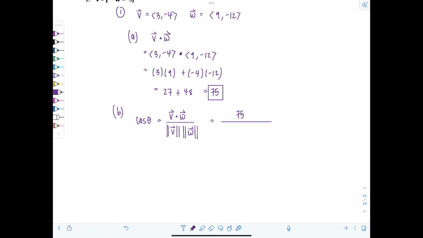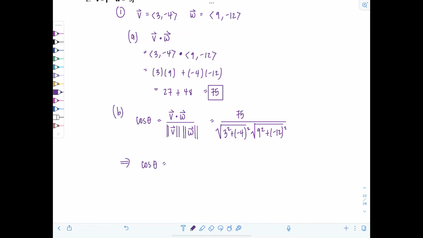Then we need magnitude of V times magnitude of W. So magnitude of V is going to be square root of the sum of the square of its components. So that would be 3 squared plus -4 squared. And then magnitude of W, similarly, square root of 9 squared plus -12 squared. Okay. Good. So now let's see what we got going on.